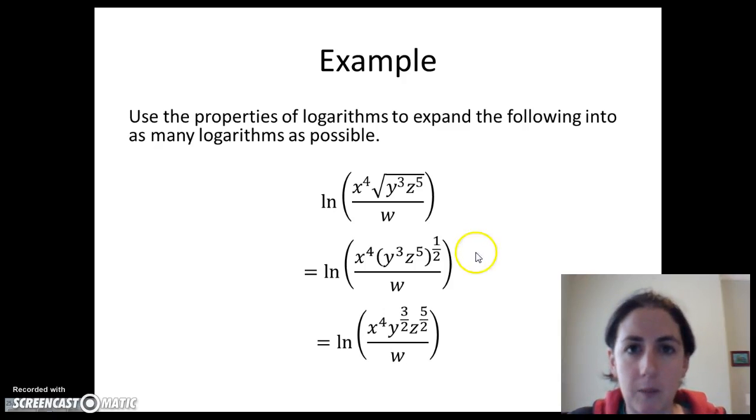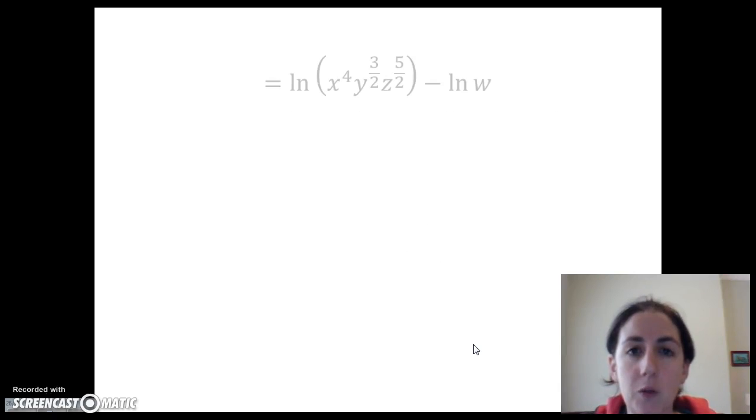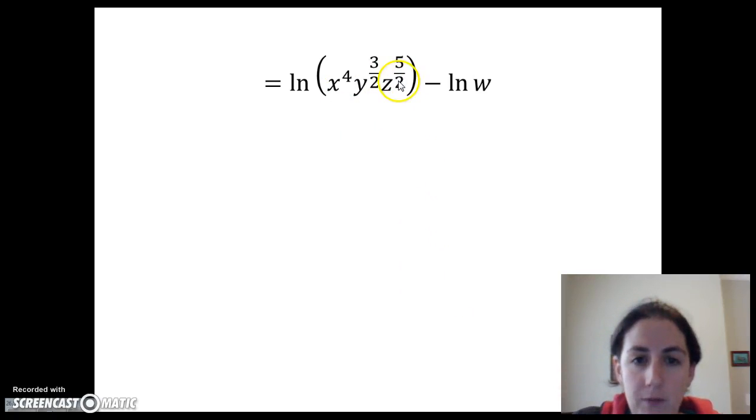Am I taking the logarithm of two things being multiplied? Yep, 1, 2, 3 things being multiplied. Being divided? Yep, we have things being divided. And all to a power, we do have exponents. So we are going to use these properties to expand. The first one we're going to use is the division property. We're taking the logarithm of two things being divided, so we take the logarithm of the numerator minus the logarithm of the denominator.